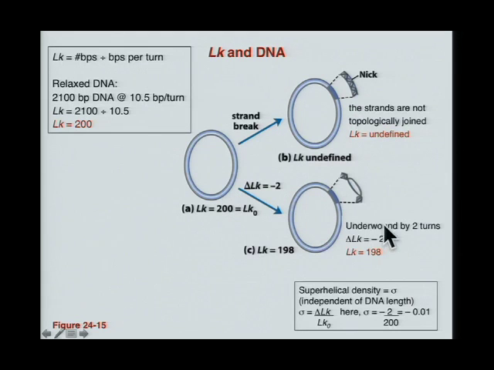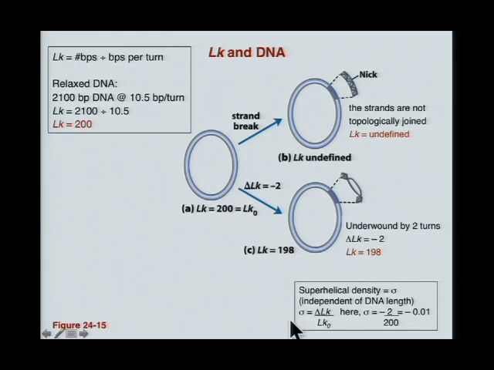But then let's consider the possibility of underwinding the DNA. So let's change this linking number and decrease it by two. So if you count the number of times that second strand breaks the plane of this circle, so imagine you have this second strand going around this first strand 200 times. Now it's going to be going around 198 times. And so we can define something called a superhelical density, which is the change in the linking number divided by the number of times that length of DNA would cross this plane in a relaxed DNA molecule.